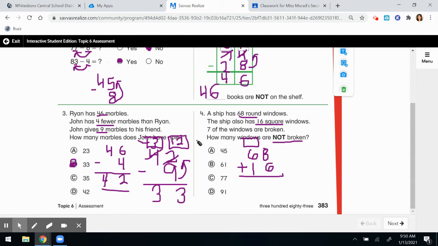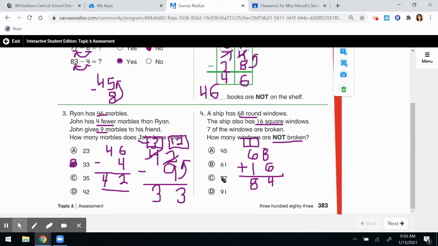Now I have to do some addition. 8 plus 6 is 14. 1 goes in the tens, and 4 goes in the ones. And then I add up my tens. 1 plus 6 is 7. 7 plus 1 is 8. So there are 84 windows in all on this ship.